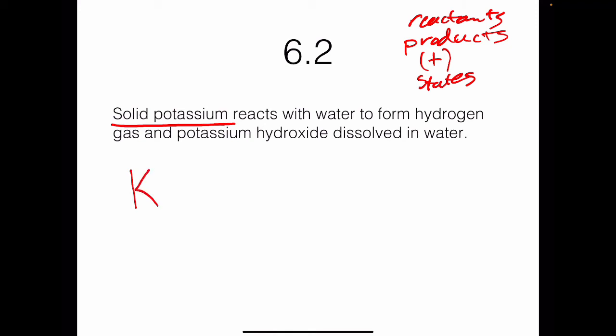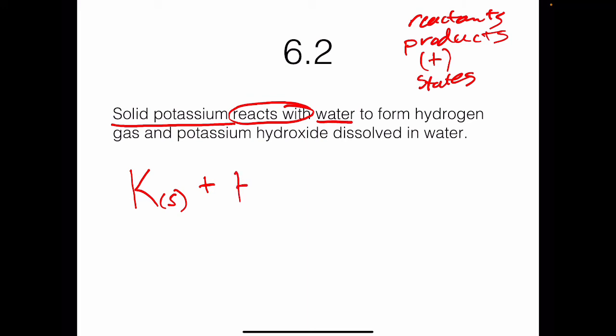So that's what we put as the first part of our equation. The solid tells us the state, so we can say solid potassium. The next part is "reacts with." Remember, reacts with means plus. And then we have water.